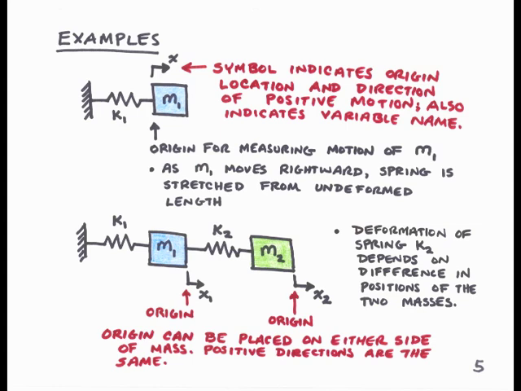If mass m1 moves to the right, the spring will be stretched and x will be positive. If mass m1 moves to the left, the spring will be compressed and x will be negative. When x is 0, the spring is undeformed. That's because we chose to make the origin the location where the spring was undeformed.